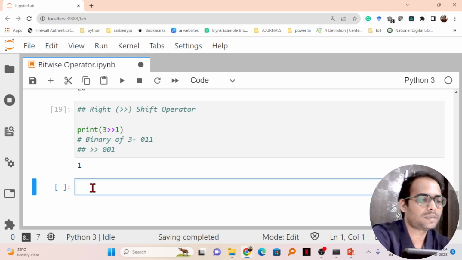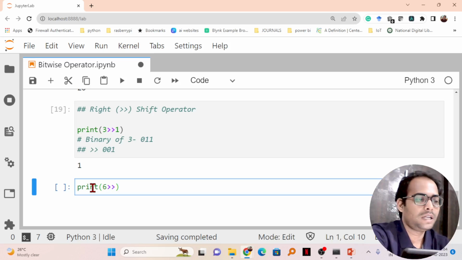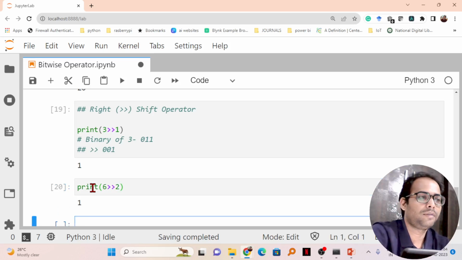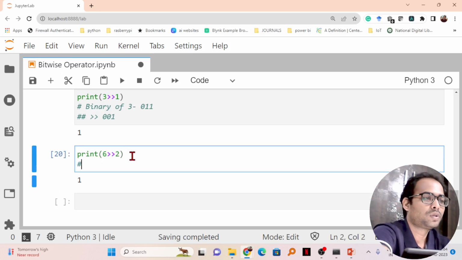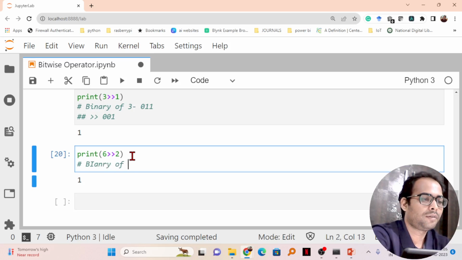Let us take another example here. Let me take 6 and print it directly. 6 with right shift 2, and the answer is becoming 1. Let us see how it is happening. Binary of 6 is 1 1 0.